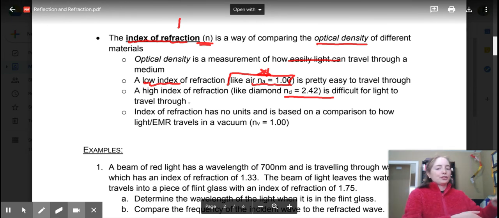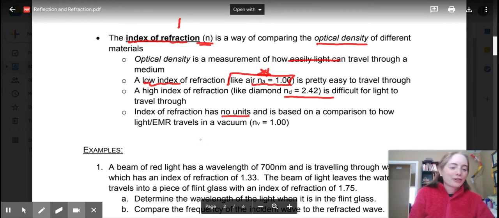Whereas if you are running from water, which is harder to run through, and then you go onto air and running on pavement, you're going to speed up. It's a lot easier. So the higher the index of refraction, the harder it is for light to move through. It has no units, because it is just a comparison of a value, so it is a unitless number. And n in a vacuum is also 1.